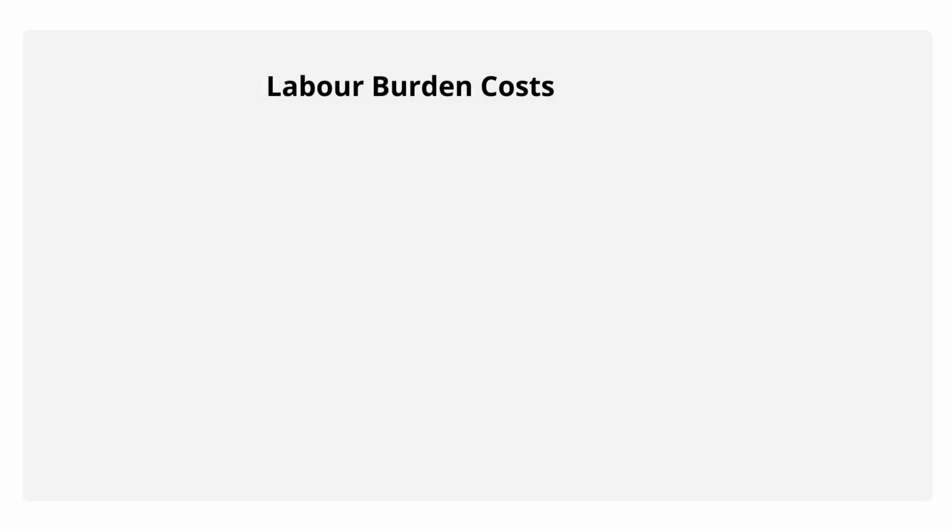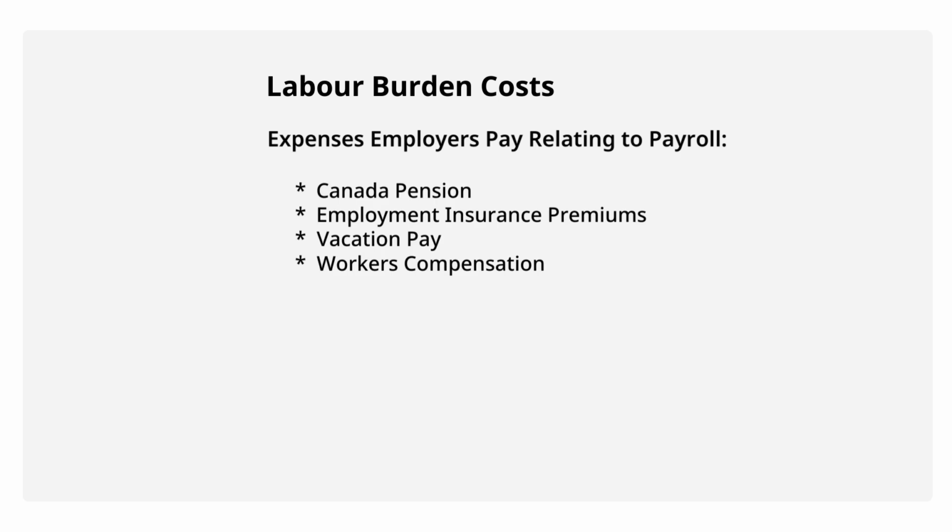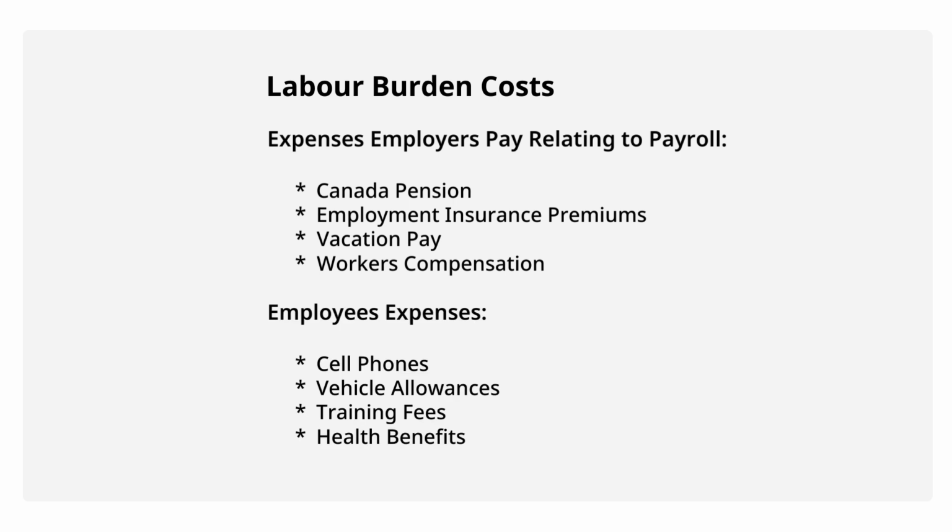A very important budget item that needs to be considered is the cost associated to what an employer needs to pay over and above wages that are referred to as labor burden costs. Labor burden costs include expenses an employer pays in relation to payroll taxes which are required by law, such as Canada pension and employment insurance premiums and vacation pay. And, depending on the industry and number of employees, potentially the owner may have to pay workers' compensation. Labor burden costs can also include employees' cell phones, vehicle allowances, training fees, and health benefits.